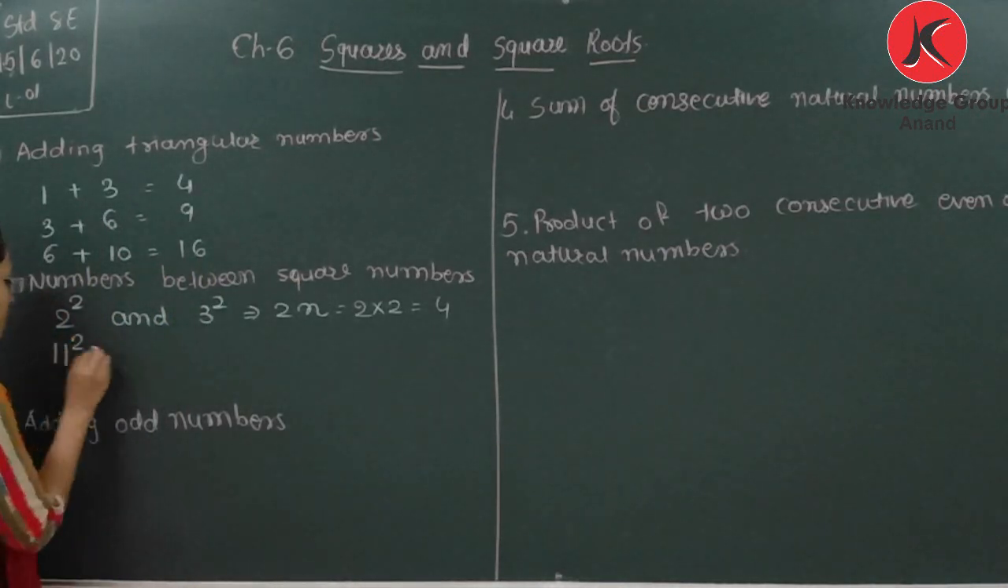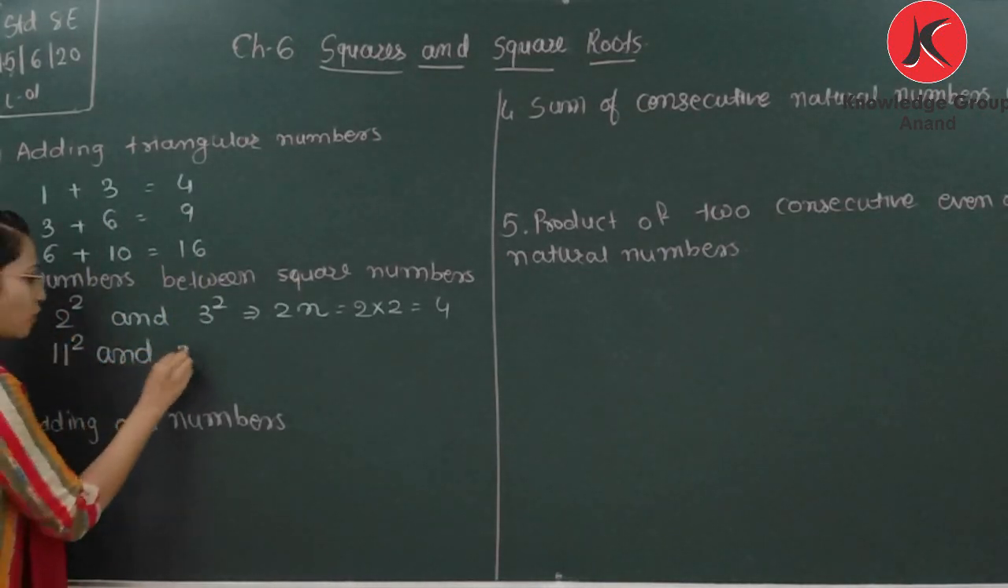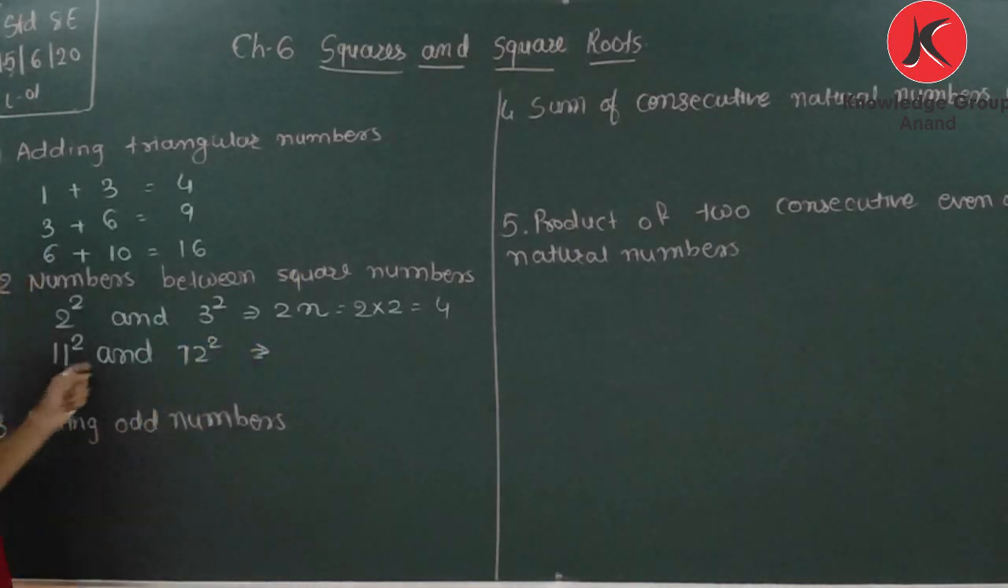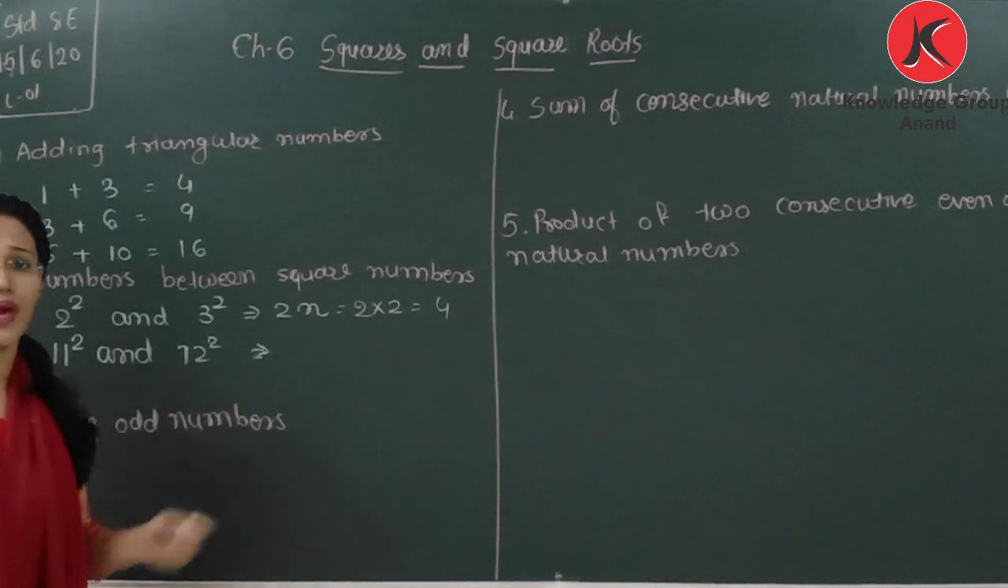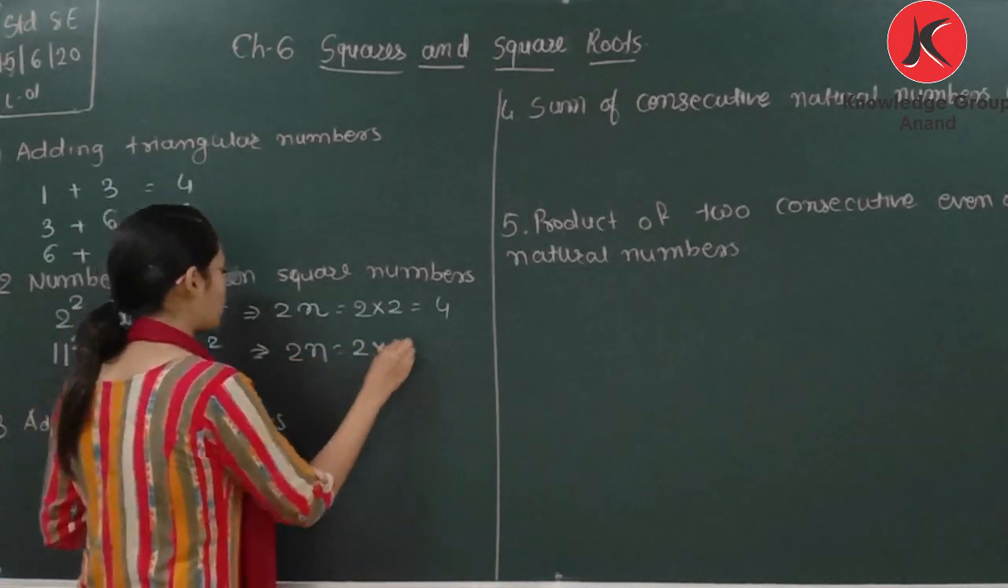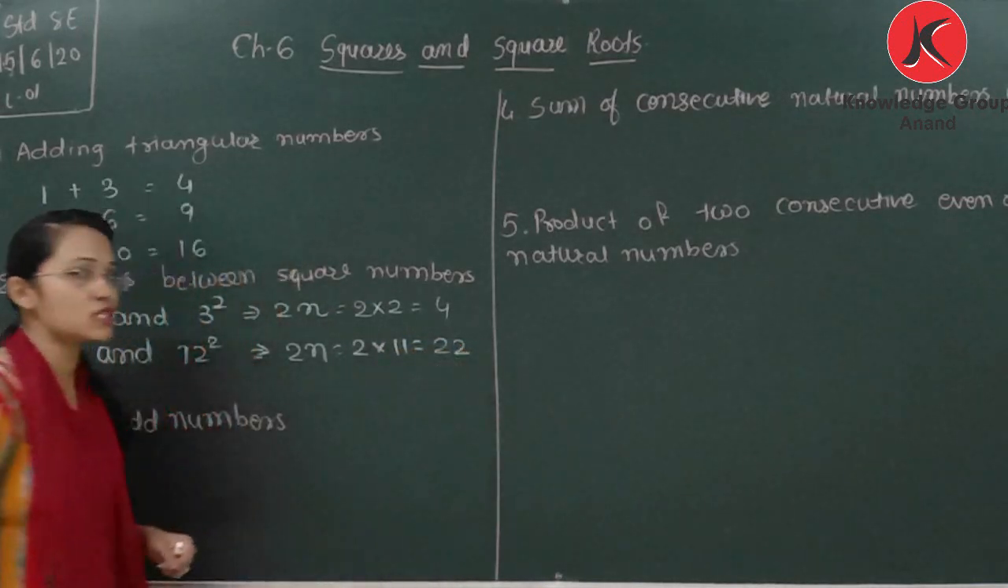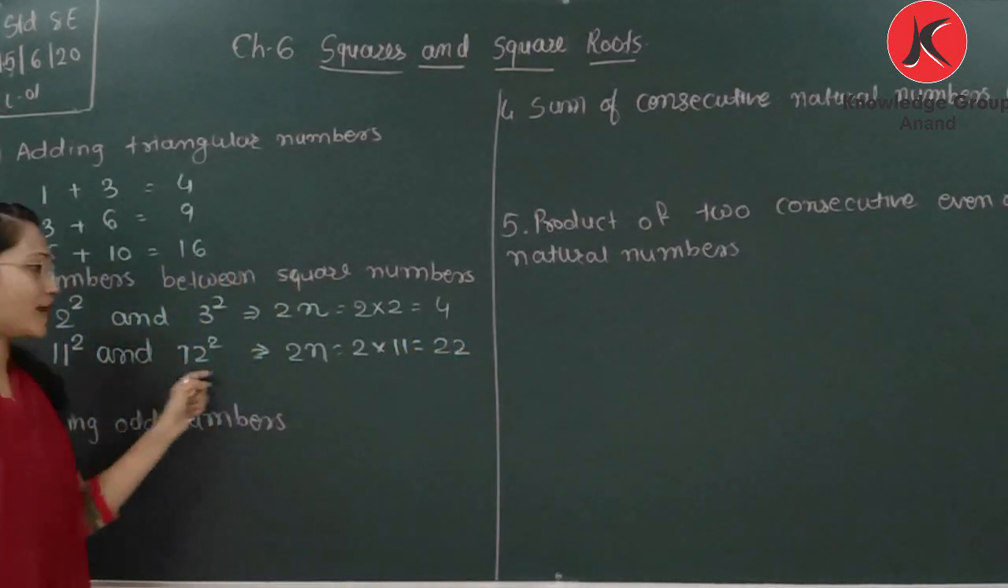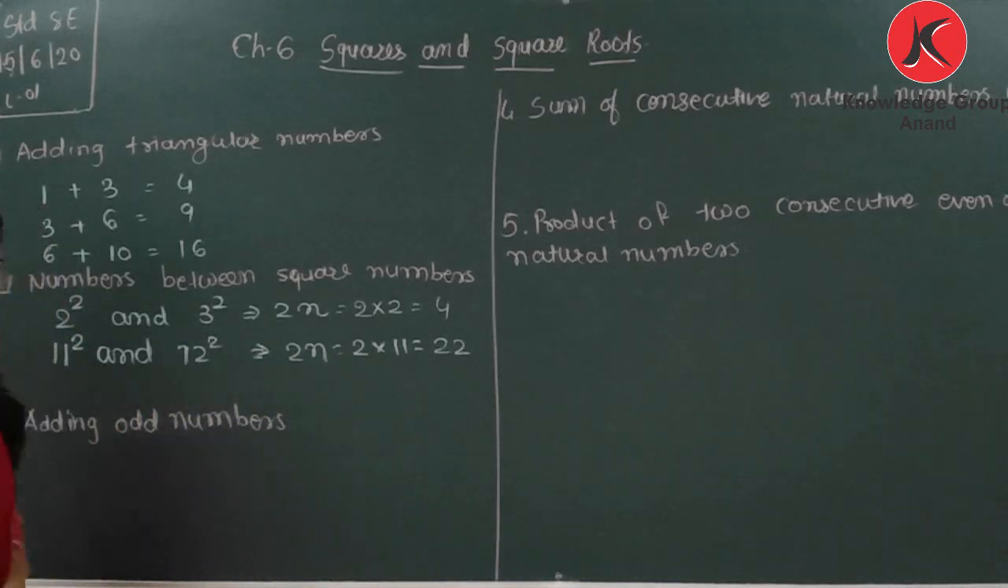If we have 11 square and 12 square, these are 2 consecutive square numbers. To find the numbers between 11 square and 12 square, you need to write 2n. That is 2 into 11, 22. Means between 11 square and 12 square there are 22 numbers.